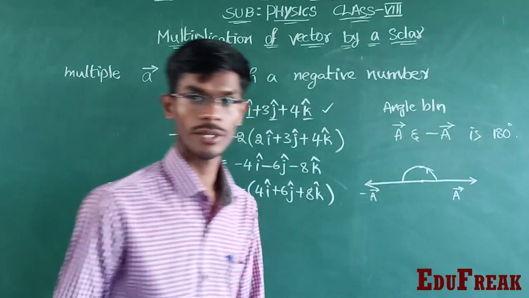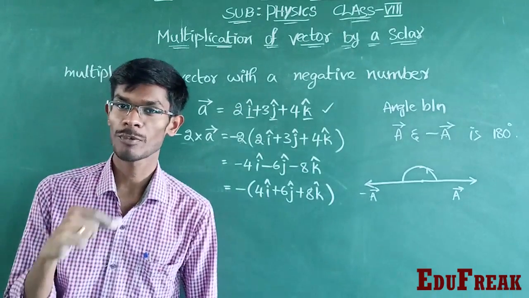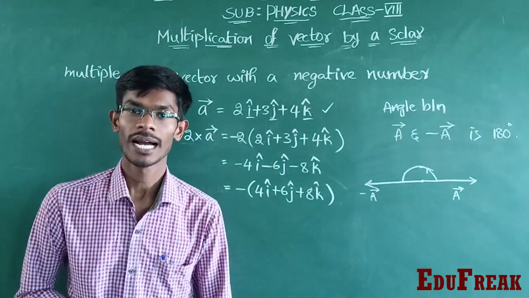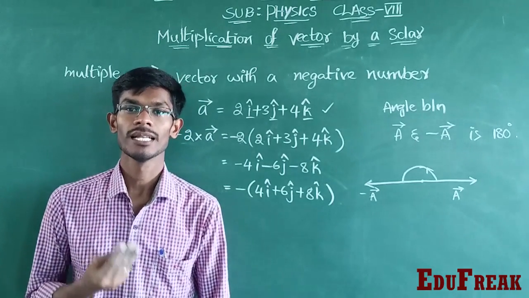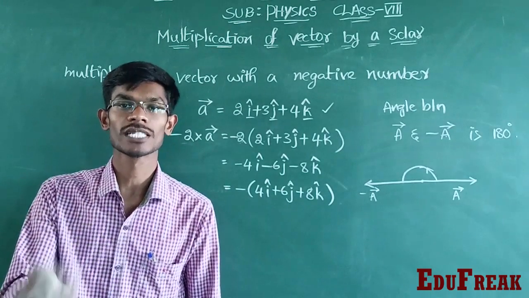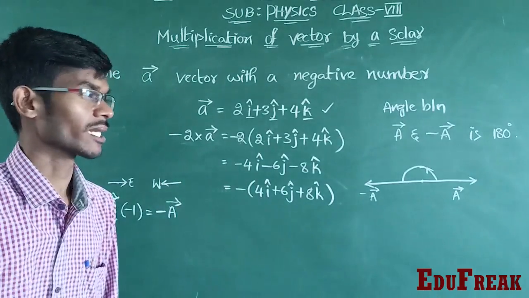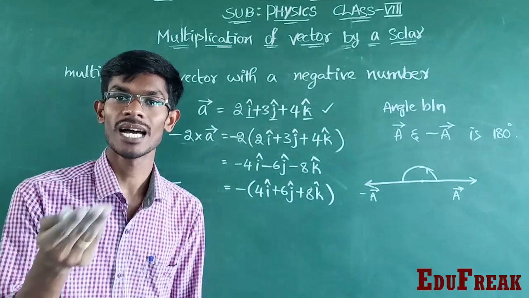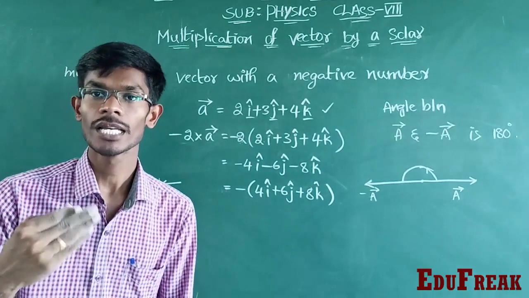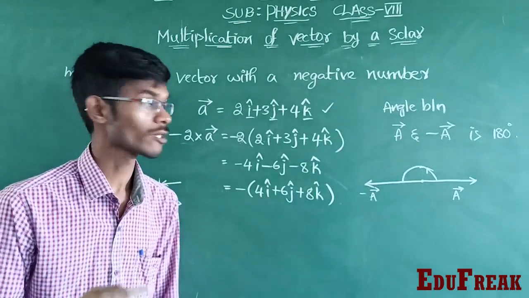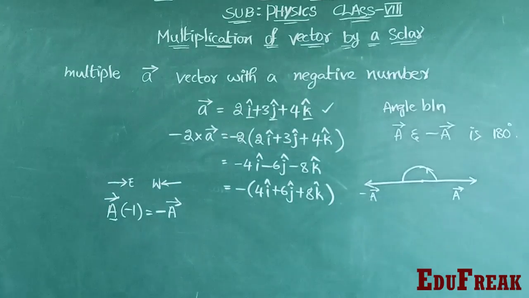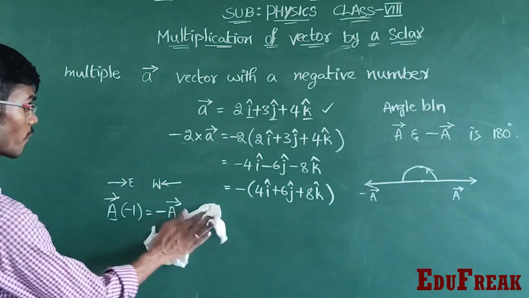The angle between a bar and minus a bar is 180 degrees. Okay, so if you are multiplying with a positive number, there is no change in the direction and there is a change in magnitude. And if you are multiplying with a negative number, then direction becomes opposite and magnitude changes. And suppose it is any other physical quantity like velocity or acceleration, then magnitudes change, but their units remain the same. That is multiplication of a vector with a negative number.